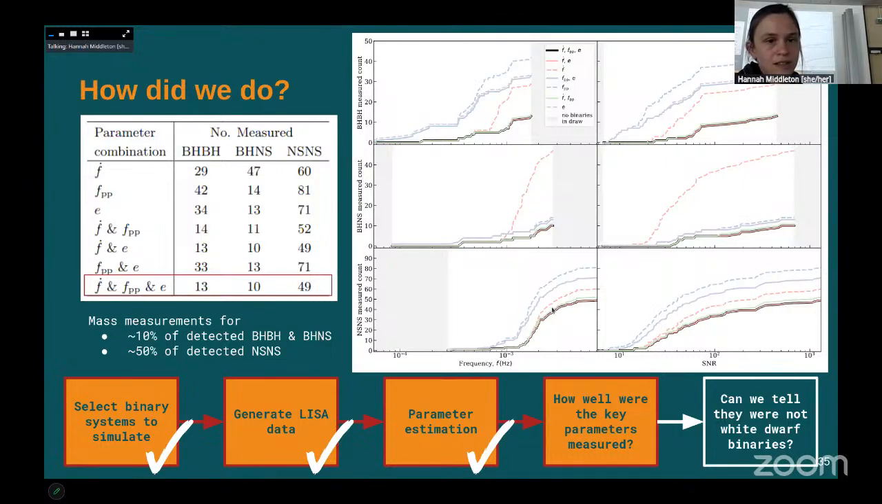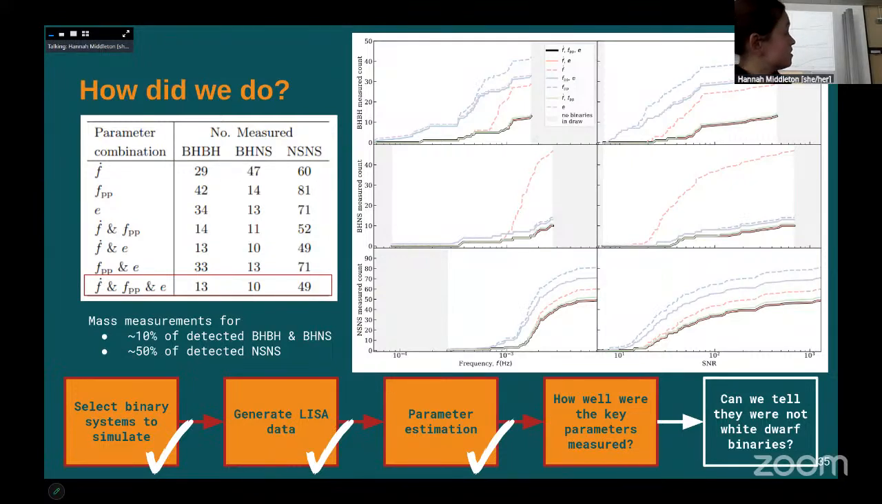And then perhaps I should have had these the other way around, but what we do is we apply this measurability criteria, and then we see how many of each of these parameters and the parameter combinations we can call measured. So these are the individual ones. For the frequency derivative, we measure 29 of the binary black hole systems, 47 of the black hole neutron star systems, and then 60 of the binary neutron stars. So what we're really interested in is cases where we can measure all 3. So it's 13 of the black hole systems, 10 of the black hole neutron star systems, and then 49 of the neutron star systems.